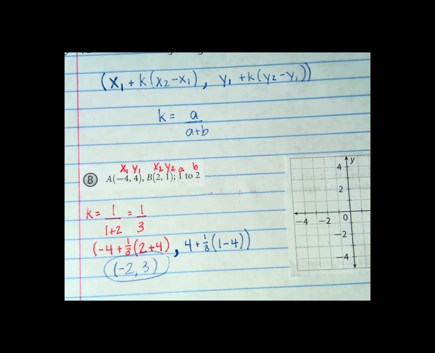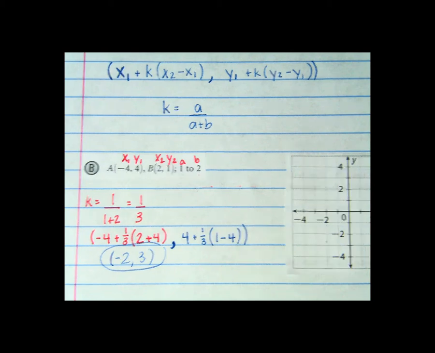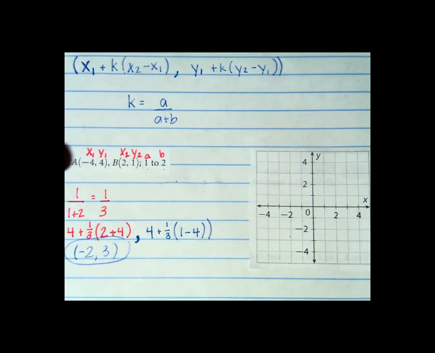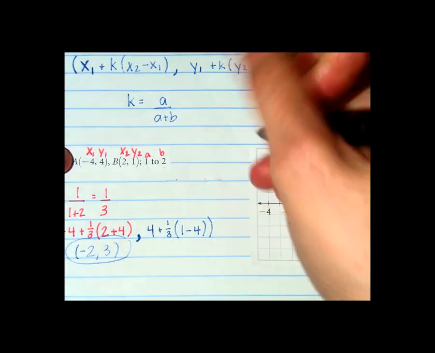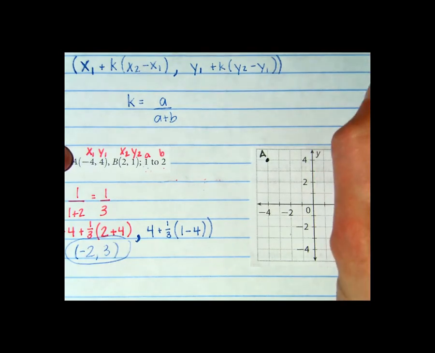However, if you do not want to memorize the formula, you need a straight edge out. We're going to talk about how to find it on a graph instead. Once you get your straight edge, go ahead and graph A and B. So -4, 4 is A, and 2, 1 is B.